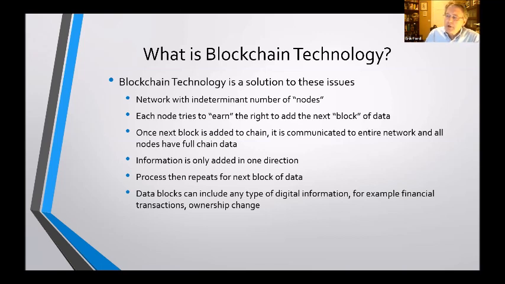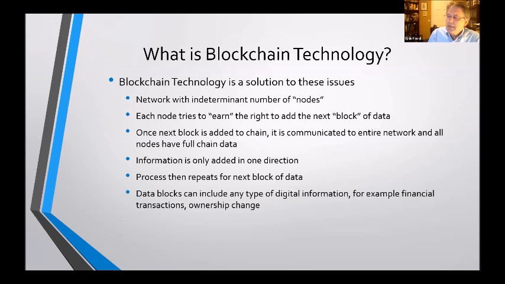So if you go through those four steps, once you've added the information, the chain is validated and communicated to all participating network nodes. Then the process repeats itself for the next block of data. The block of data is defined by the entity that's utilizing the chain of data. And this will make a little bit more sense as I tie some of these pieces together.